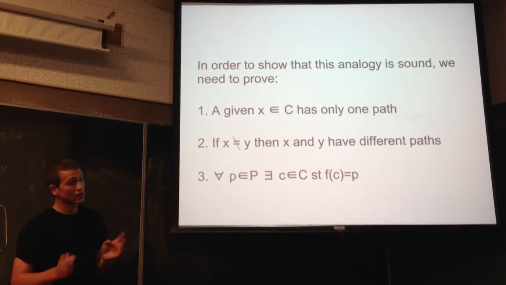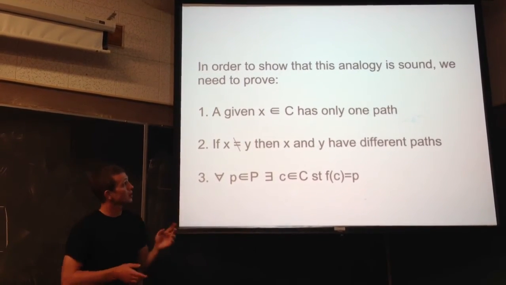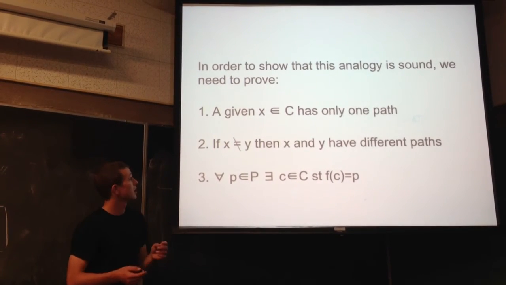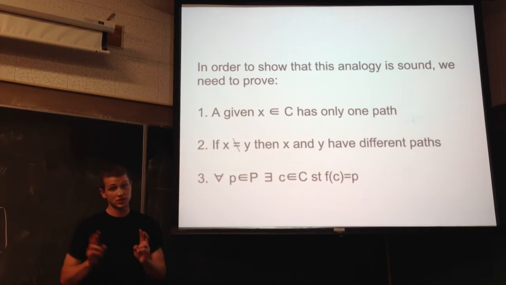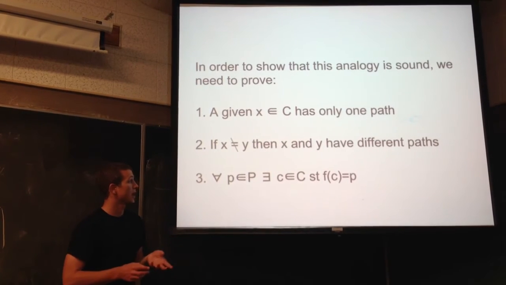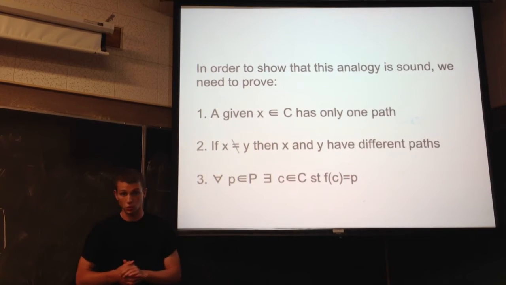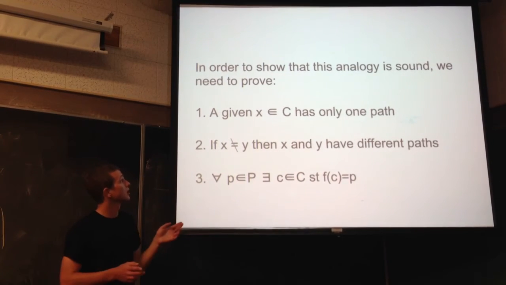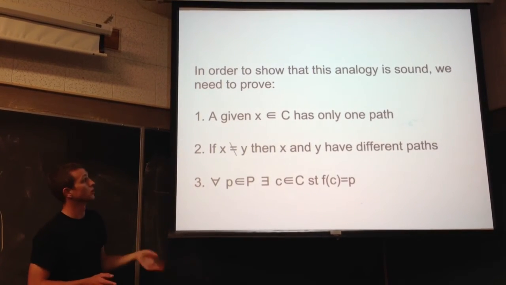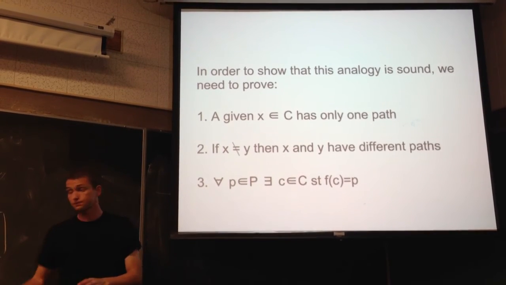But in order to show that this analogy is completely sound, we need to show three things. One, that a given element in the Cantor set has only one path. Two, if x and y are not equal, then x and y have different paths. And three, for every p in the set of paths, there exists a c in the Cantor set such that f of c equals p. This is the same as saying well-definedness, one-to-one, and onto. And I'm going to prove well-definedness.